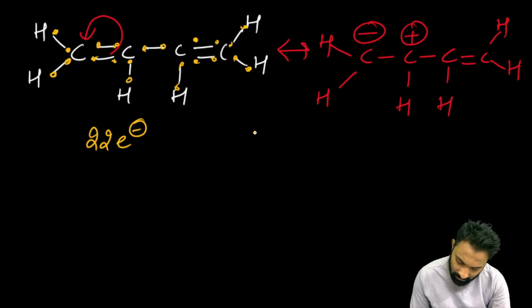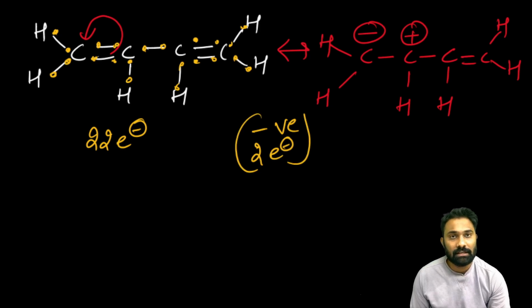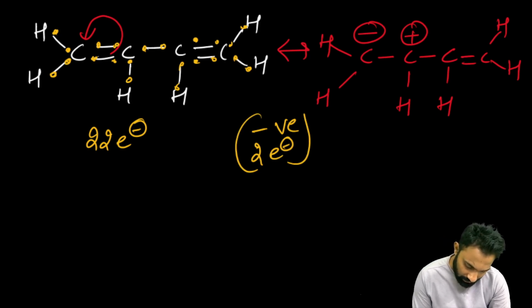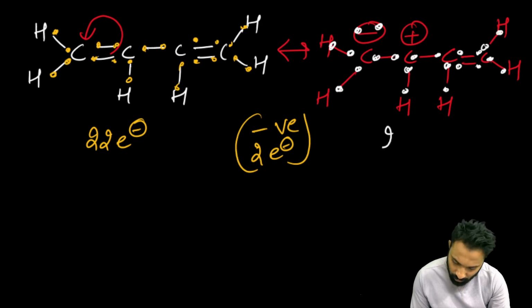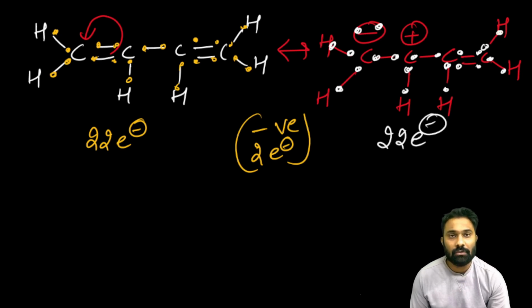Now here the negative charge indicates 2 electrons. Clear? Blindly believe this: a negative charge indicates 2 electrons. Now here 1, 2, 3, 4, 5, 6, 7, 8, 9, 10, 11, 12, 13, 14, 15, 16, 17, 18, 19, 20, 21, 22. Clear? Both have equal electrons, right? Both have equal electrons. Clear? Now these are known as the resonating structures.